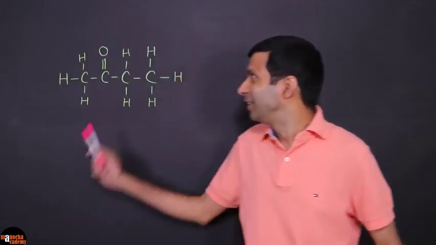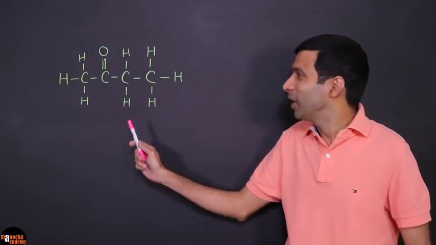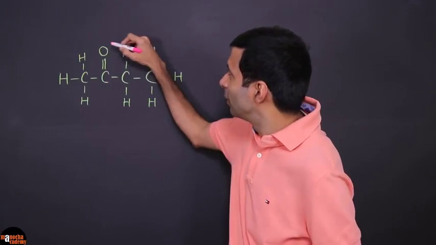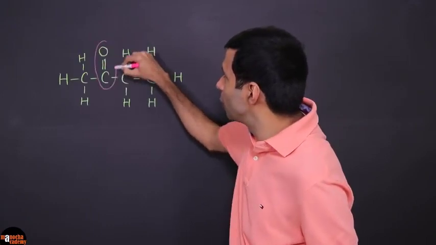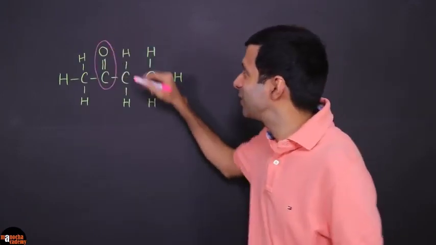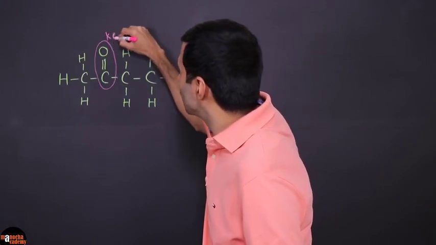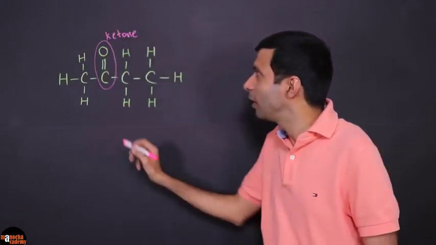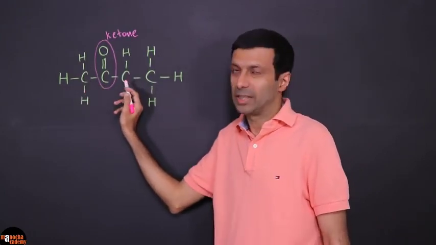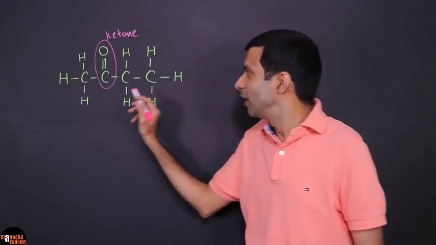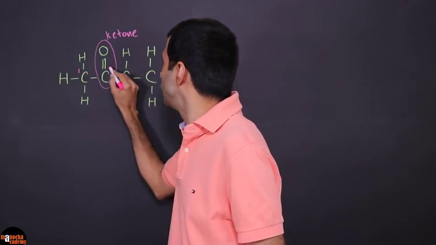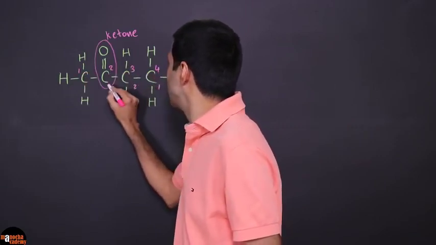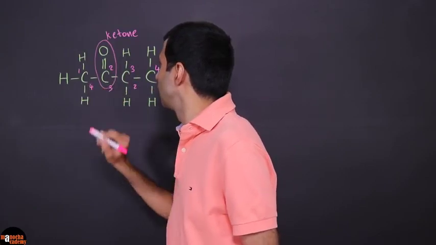Okay, let's try this one now. Here we have 4 carbons, and can you see the functional group here? What is the functional group? That's right, it's a ketone. Because you have C double bond O and carbon on both sides, right? So let's number our longest carbon chain. 1, 2, 3, 4 and reverse 1, 2, 3, 4.